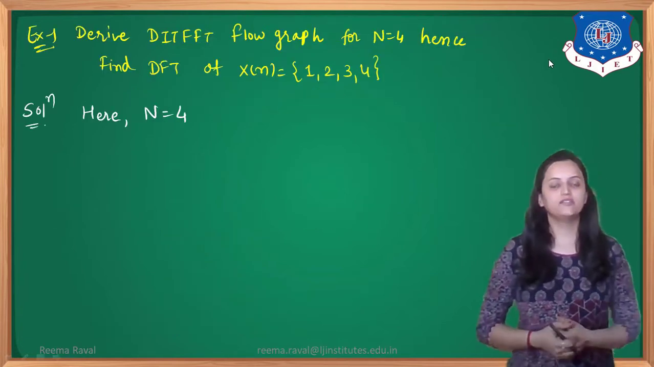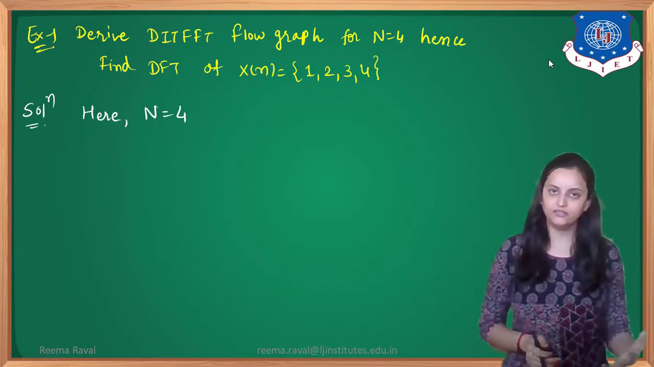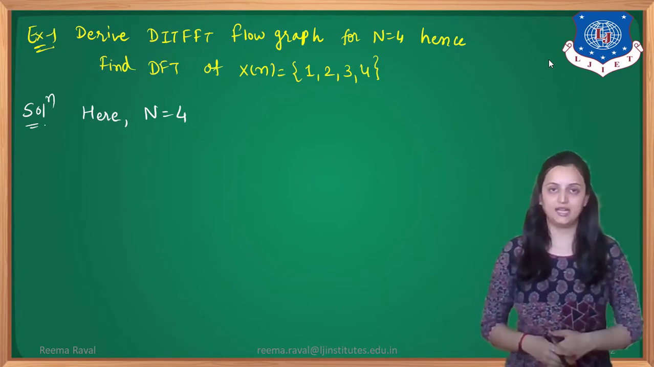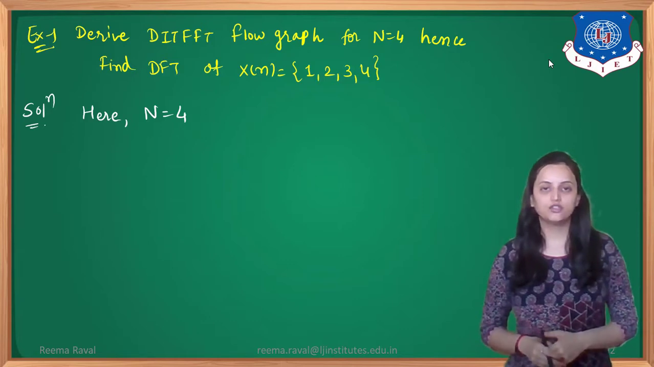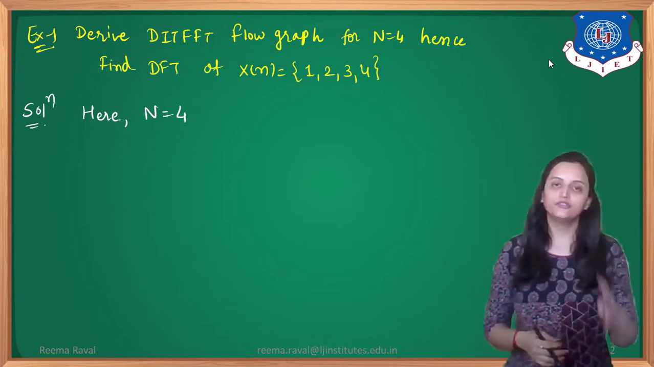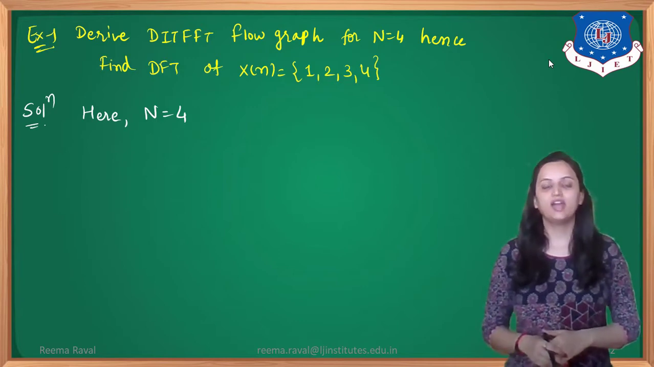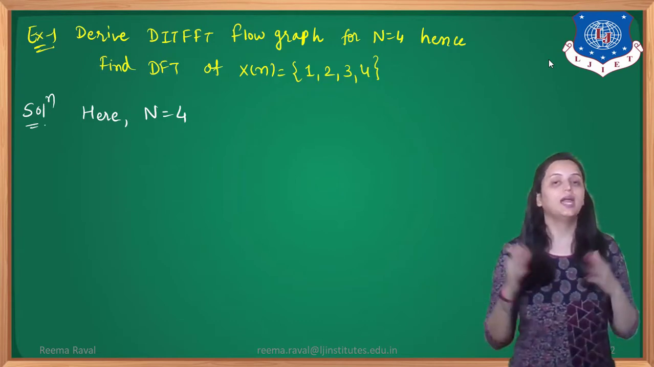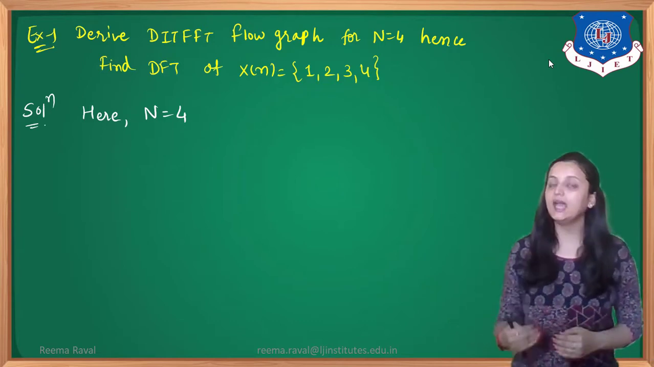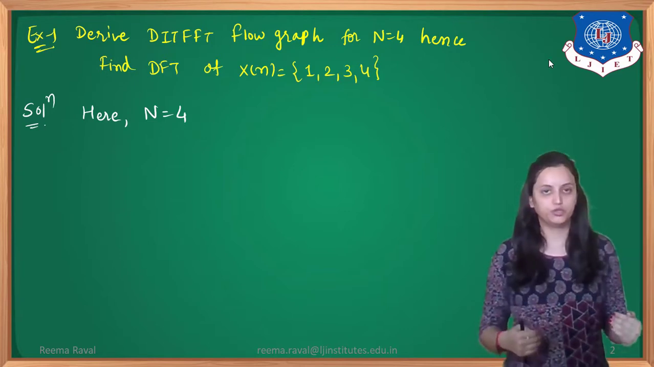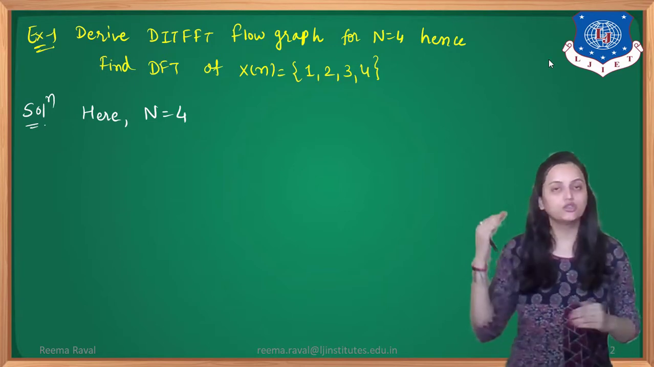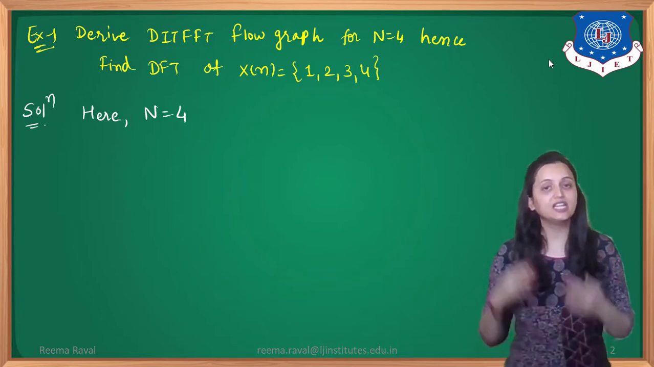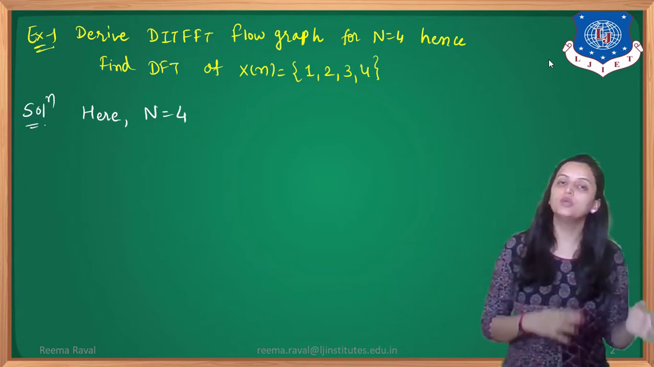So let us consider one example here. The data given to us is to derive DIT-FFT flow graph for N equals 4, that is for 4-point DFT. Hence find the DFT of x of n equals 1, 2, 3, 4. Here 4 values are given to us, that is, here we have taken N equals 4. So the structure till now which we have seen was for 8-point DFT. That means on the output side we were getting 8 outputs as we had 8 inputs. But here 4 inputs are there only, so we will get 4 outputs only. The structure will be reduced. That means the butterfly structure which we have seen in the previous session is to be reduced to almost half.